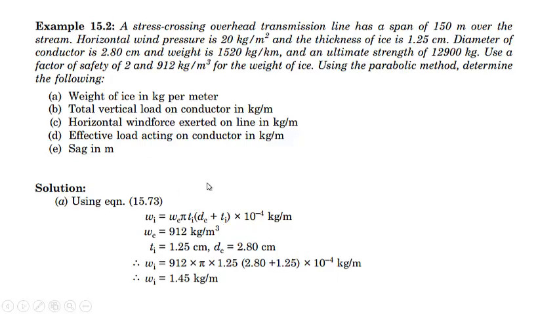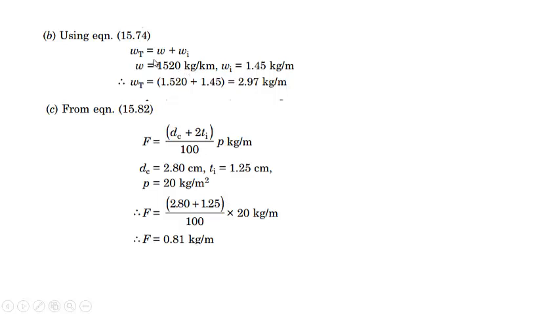Total vertical load will be equal to W plus Wi. W is 1520 kg per kilometer, and Wi is equal to 1.45. This can be written in terms of meter, that will be 1.52 kg per meter, because for 1 kilometer it is 1520 kilogram, and for 1 meter you have to divide it by 1000. So total WT will be equal to 2.97 kg per meter.